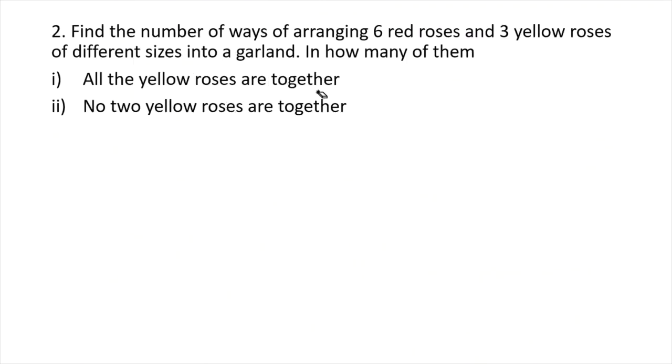Next we have this problem. Find the number of ways of arranging 6 red roses and 3 yellow roses into a circular garland. In how many of these arrangements do all the yellow roses come together, and no 2 yellow roses come together? This is pretty much similar to boys and girls: all the girls come together and no 2 girls come together. The only difference here is this is a hanging type, therefore we have to divide the answer by 2. So I leave the problem for you.